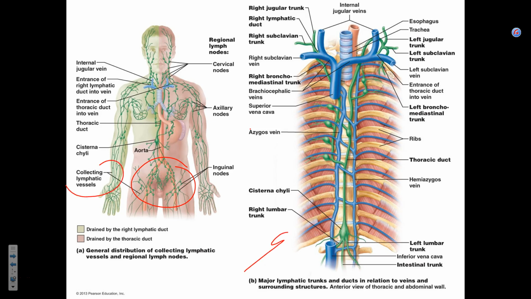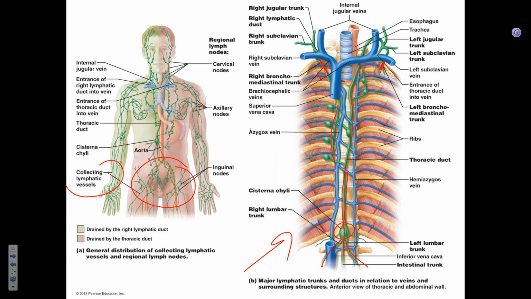This picture represents the trunks, okay? So you have two lumbar trunks, one and two. They sort of follow the pathways of the common iliac arteries or common iliac veins, okay? And these guys merge at the cisterna chyli and form the intestinal trunk, okay? Now, the intestinal trunk branches out, okay? And then you can see right and left.